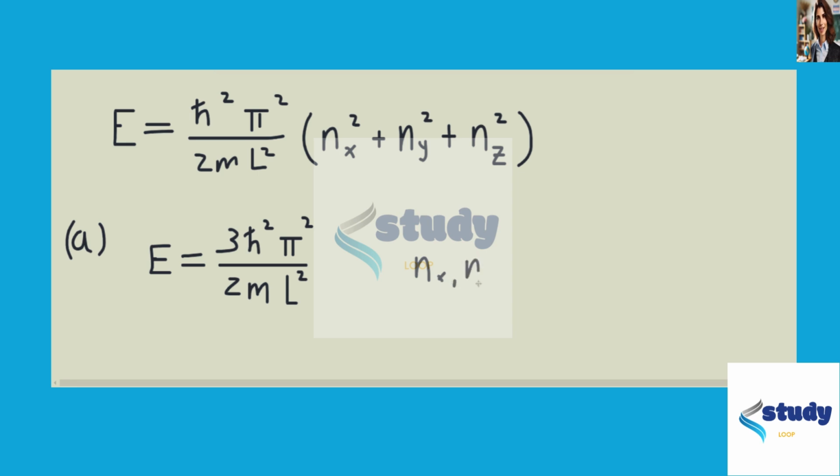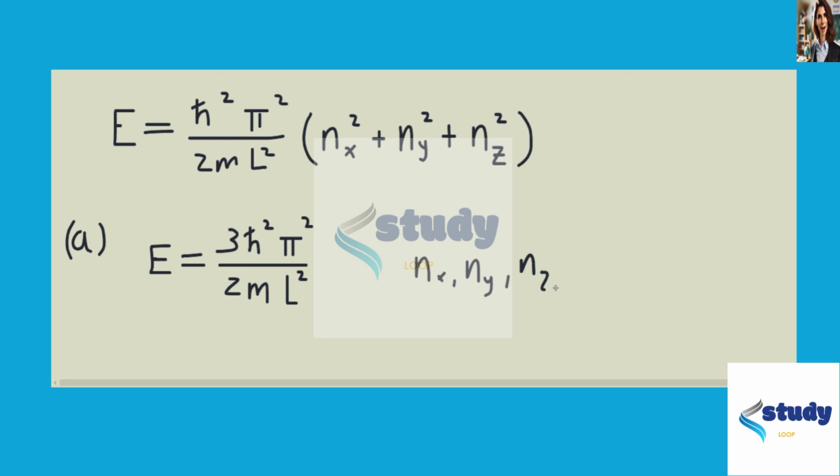Of course, these numbers are integers, so they can only take on a number like 0, 1, 2, 3, something like that. And they have to be a positive integer, so 1 and above. So for the first one, we're told that nx squared plus ny squared plus nz squared has to equal 3. Well, the only way that this can be true is if nx, ny, and nz all equal 1.